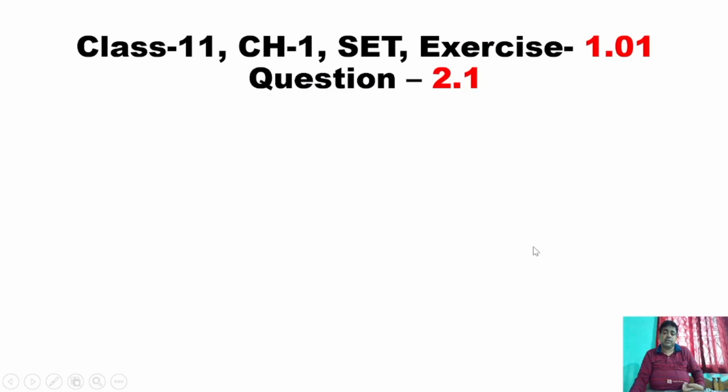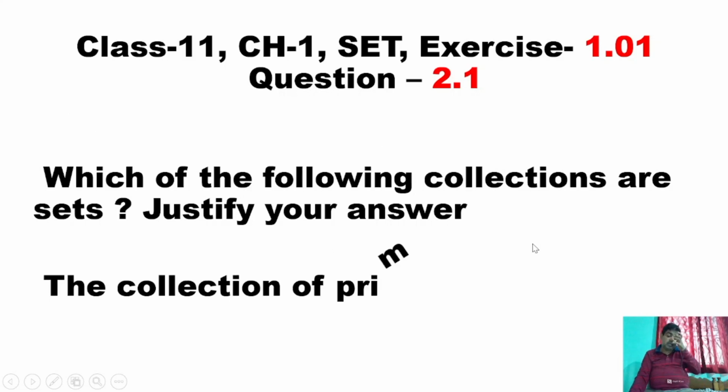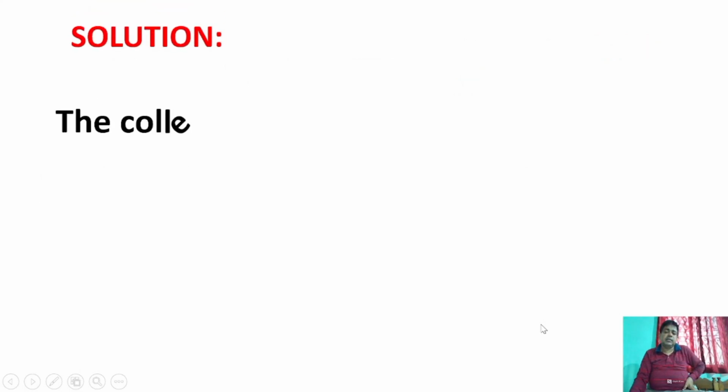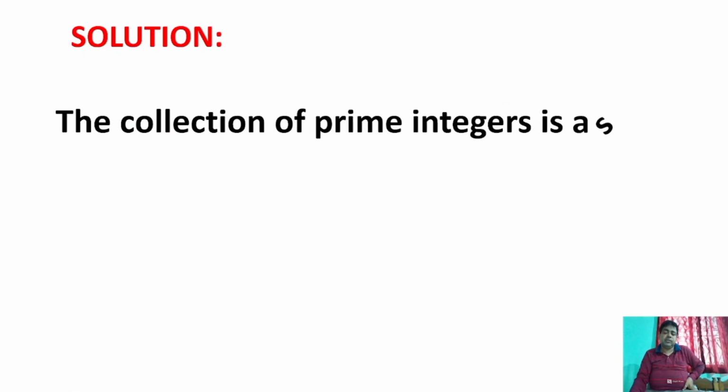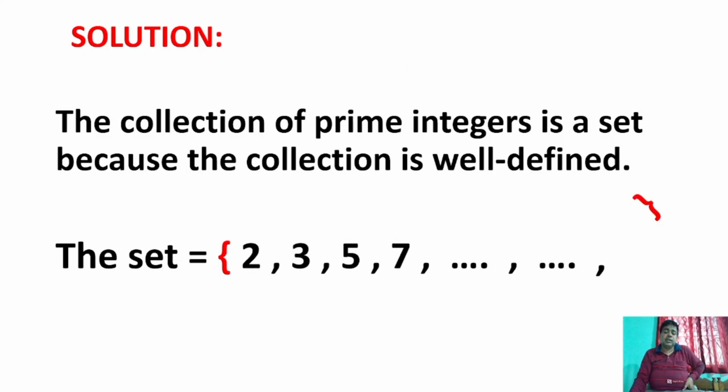Basic question I am going to discuss here. Question number 2, first bit. Similar type of questions. Look at the question here. The collection of prime integers. Yes, it is a set. We know what the prime integers are, and the elements are well defined. What kind of elements can be in the set of prime integers is clearly understood. So the set can be written as 2, 3, 5, 7. These are the prime numbers, written in roster form. So it is a set because the elements of prime integers are well defined, specific.